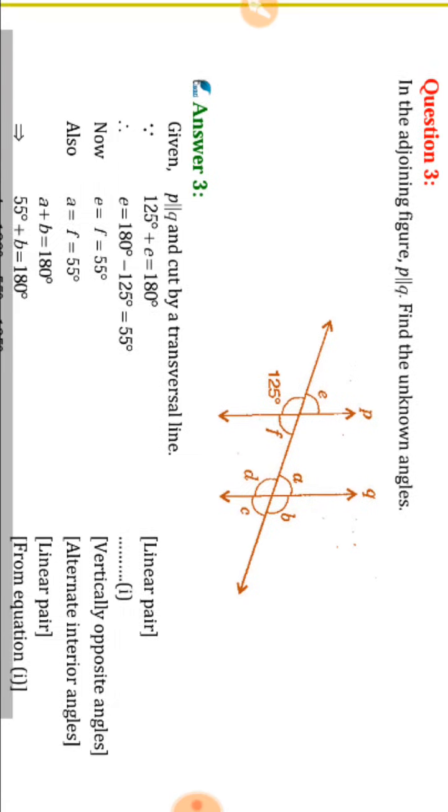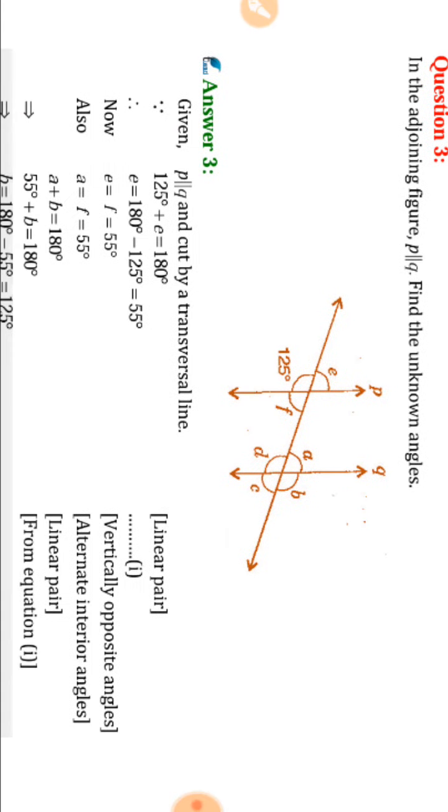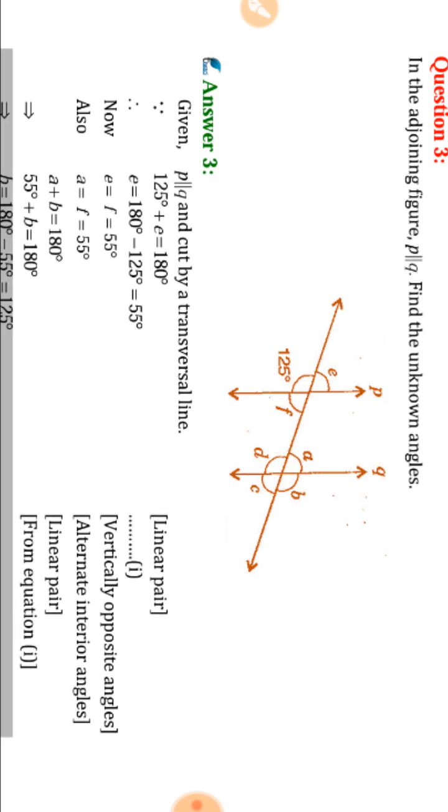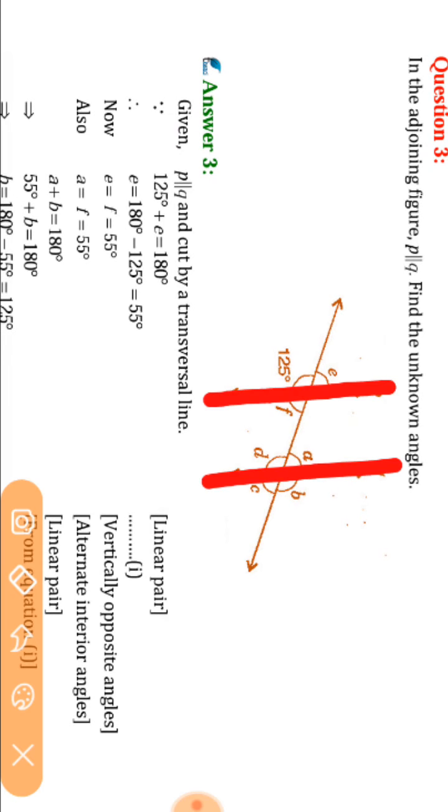Then the third question: in the adjoining figure, P is parallel to Q. See, where are those parallel lines? Here. Find the unknown angles. Unknown angles are A, B, C, D, E, F. Only one angle is given, how can we find them? So this type of example is very important. See, using only one we can find the others.